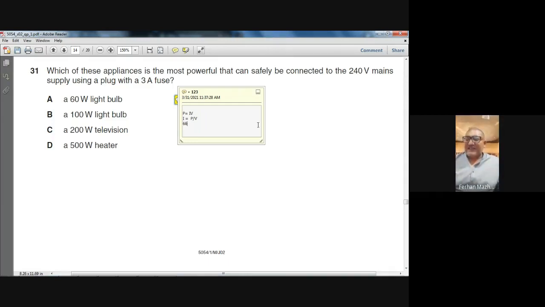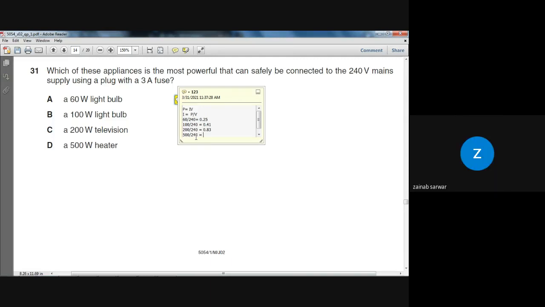The power of the first one is 60, divided by 240. 60 divided by 240 is 0.25. The next one is 100 divided by 240, which is 0.41. The next one is 200 divided by 240, which is 0.83. The next one is 500 divided by 240, which is 2.08.